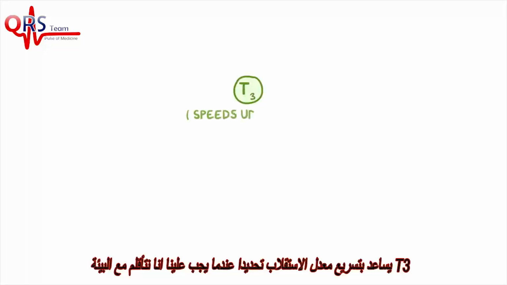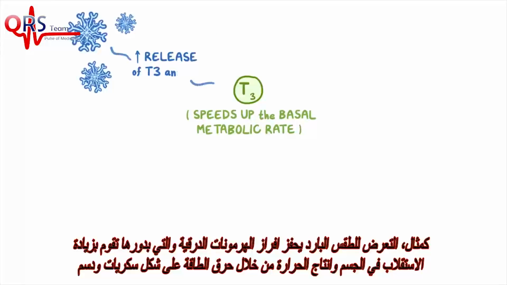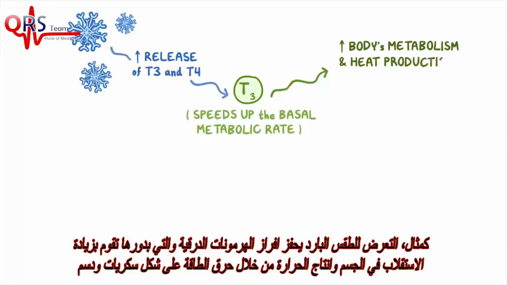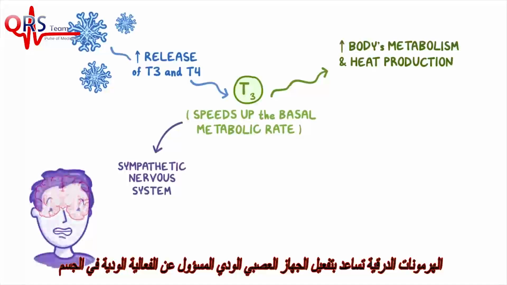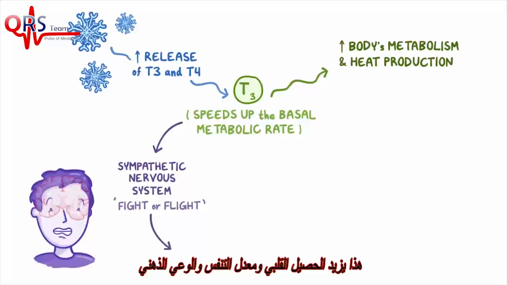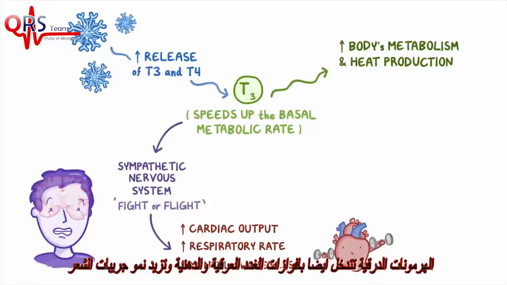T3 helps to speed up the basal metabolic rate, especially when we have to adapt to the environment. So, as an example, exposure to cold weather stimulates the release of T3 and T4, and they go on to increase body metabolism and heat production by burning up more energy in the form of sugars and fats. Thyroid hormones help activate the sympathetic nervous system, which is responsible for the fight or flight response. This increases cardiac output, respiratory rate, and mental alertness.